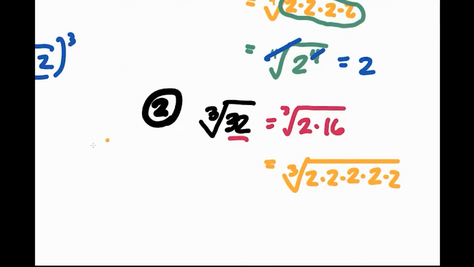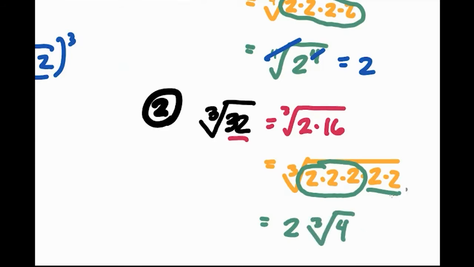But you have to look at this and go, okay, how many groups of 3 are there? There's one group of 3 here. So what you can do, that's 2 to the 3rd. Cube root of that is 2. And then you just have this 4 left over here. So it's going to be the 3rd root of 4. This will be the final answer for this one.